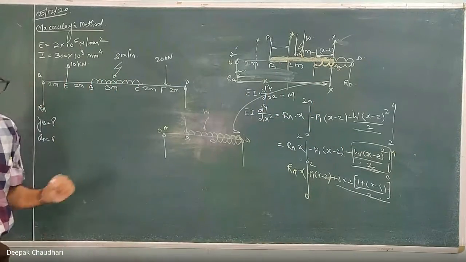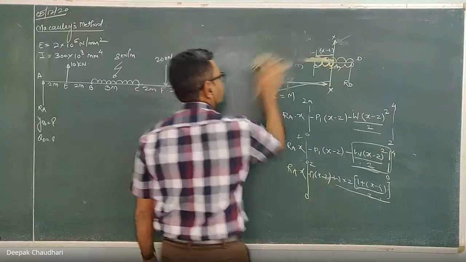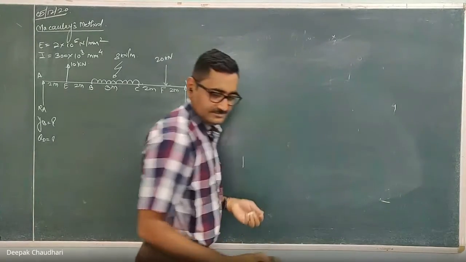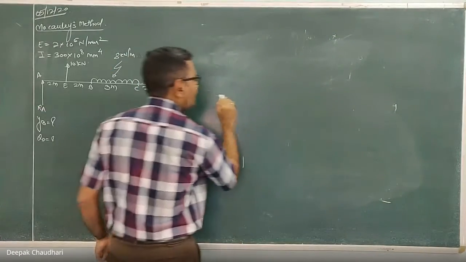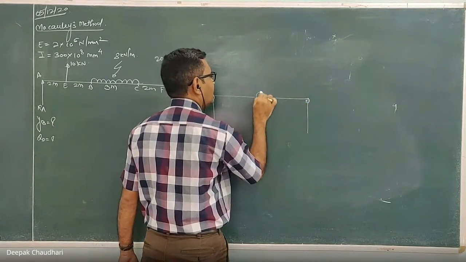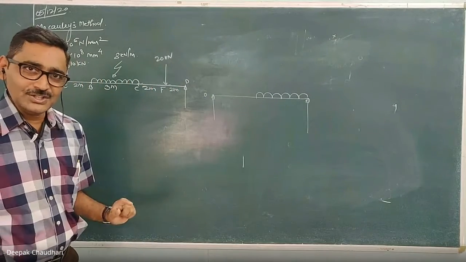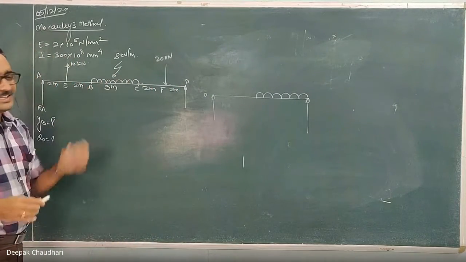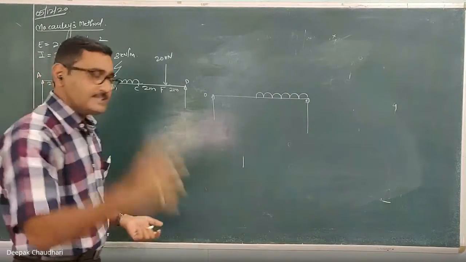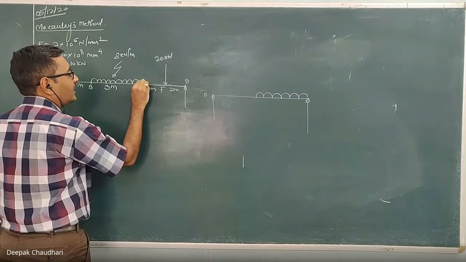Okay, so the final conclusion is that if there is some intermediate UDL, if you consider this as the origin and the UDL is spread at the end part, then no worry, you can continue. But if the UDL is there in some intermediate part, to solve the sum by Macaulay's method, you have to add the additional UDL up to the end of the beam.